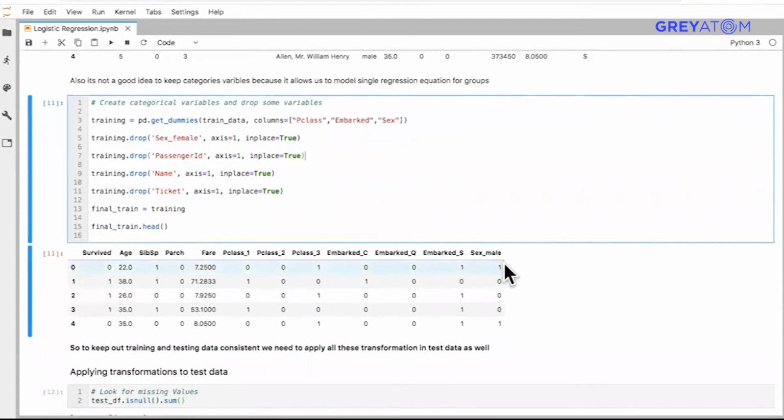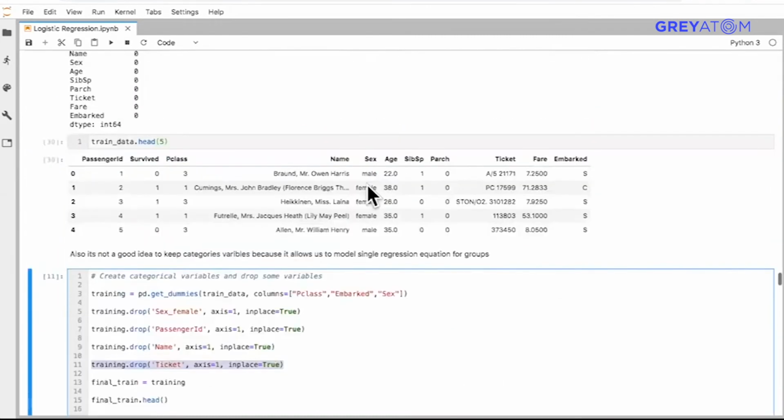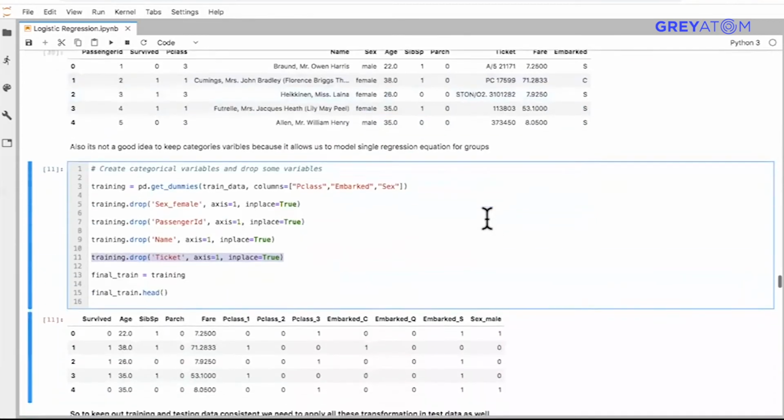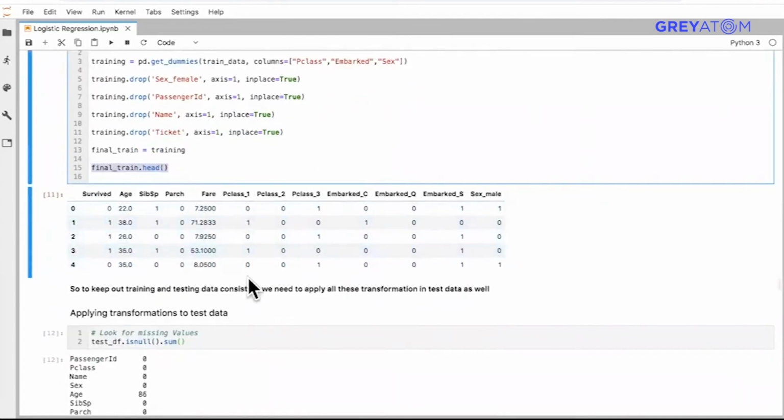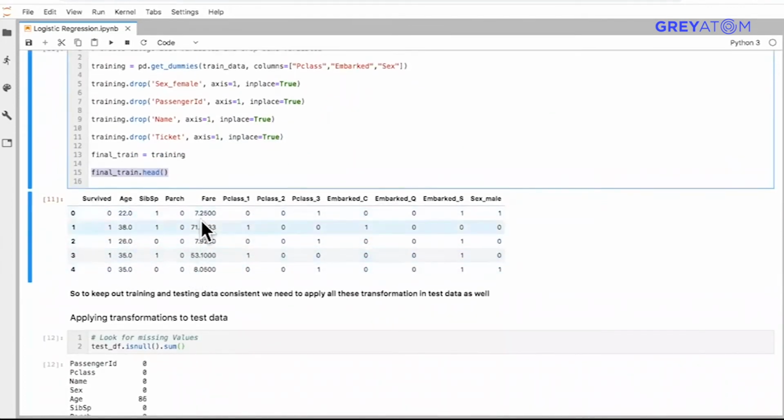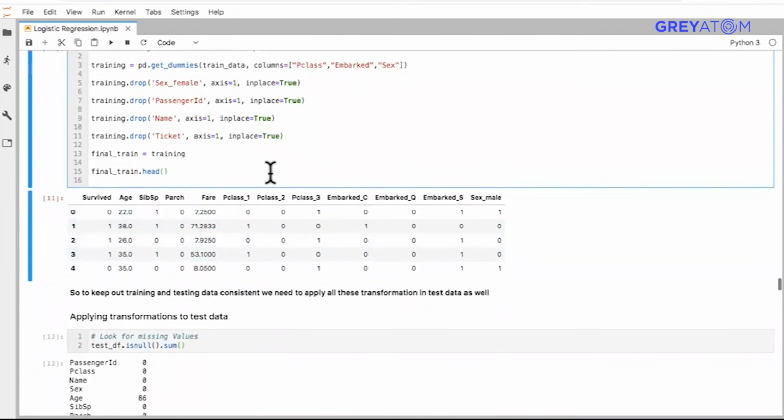And because sex would have given 2 different dummies, I just remove sex female. Passenger ID is not needed in our data, so I'm just going to drop it. We are not requiring name, and I'm also dropping the ticket because it doesn't tell us something about the data. So the final training data looks something like this right here. We have survived, age, fare. The cabin is gone, ticket is gone, name is gone, passenger ID is gone. That's it.